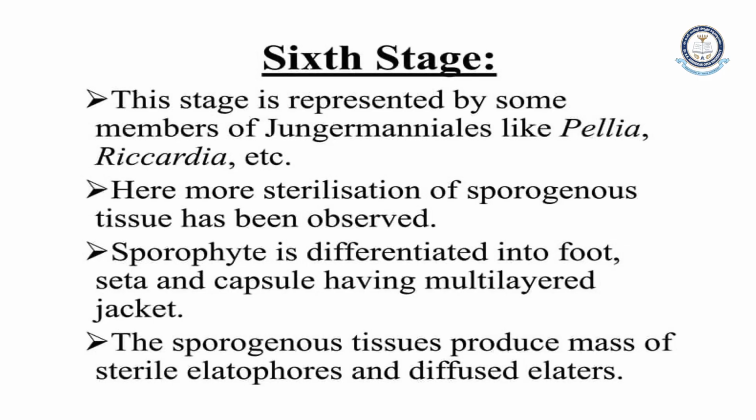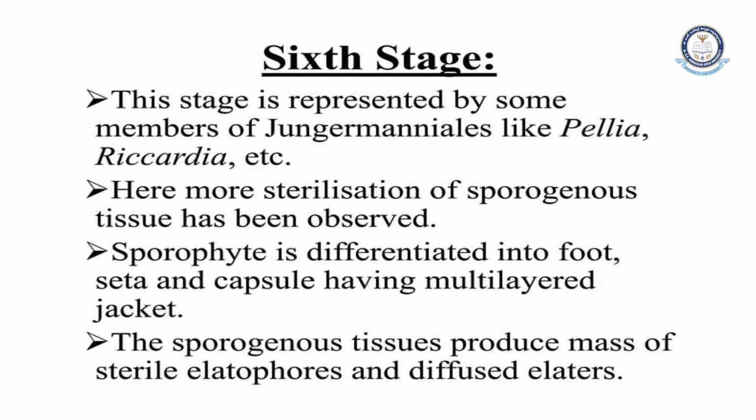Inside the elaters also present in this one. Coming to the sixth stage of sporophytic tissue. This stage is represented by some members of Jungermanniales class, for example Pellia, Riccardia, etc. are in this stage. Here more sterilization of sporogenous tissue has been observed.